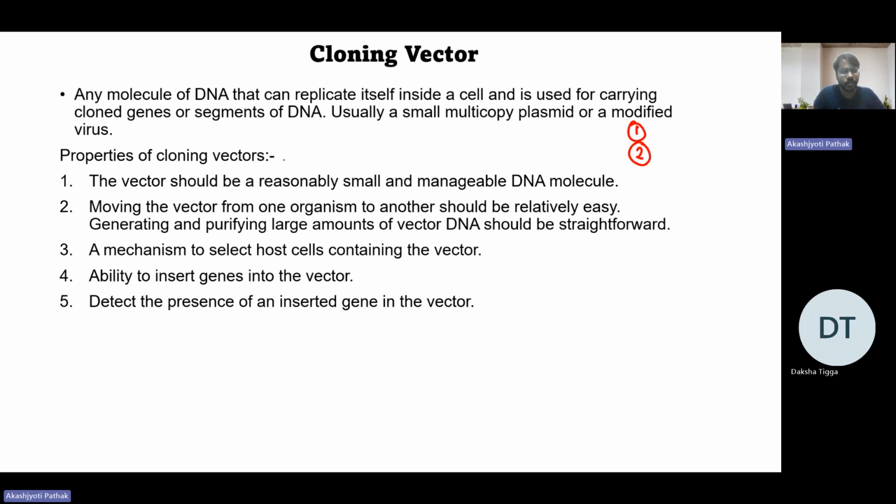Now, there are different properties of cloning vectors. The first property is that the vector should be a reasonably small and manageable DNA molecule. The second property is that moving the vector from one organism to another should be relatively easy. Generating and purifying a large amount of vector DNA should be straightforward. There should be a mechanism to select host cells containing the vector, the ability to insert genes in the vector, and the ability to detect the presence of an inserted gene in the vector. So basically, we will learn in the next slide what the different features of a cloning vector are.